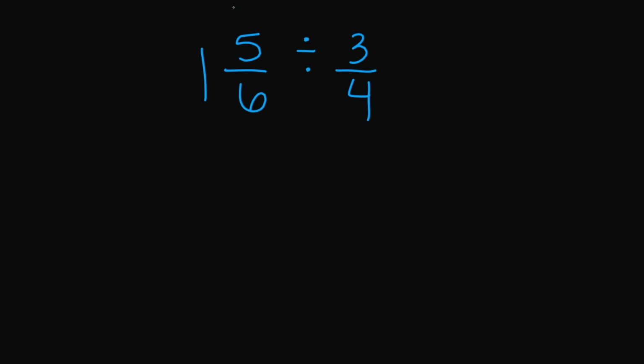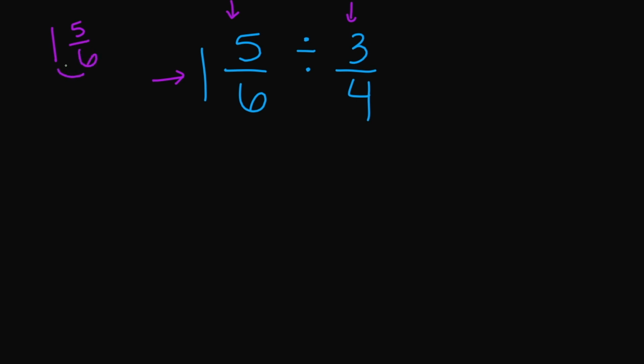So let's look at this example here. We have a mixed number divided by a proper fraction. First thing, before we do anything, let's turn this mixed number into an improper fraction, and then we're going to set up our problem. So 1 and 5/6.